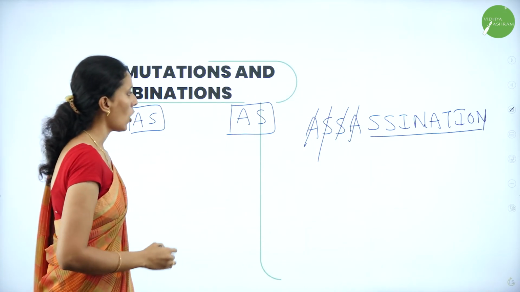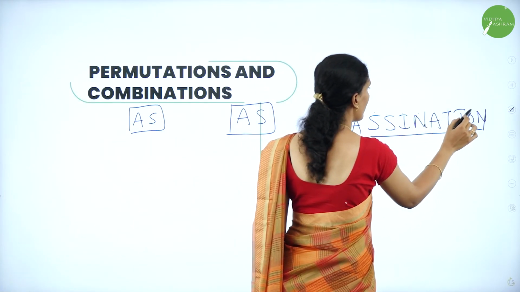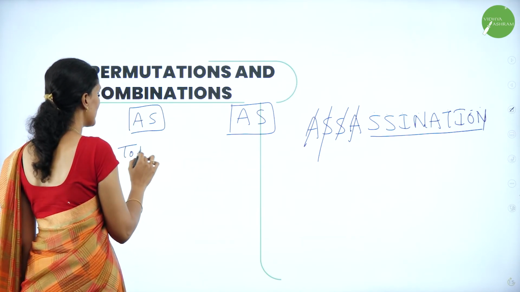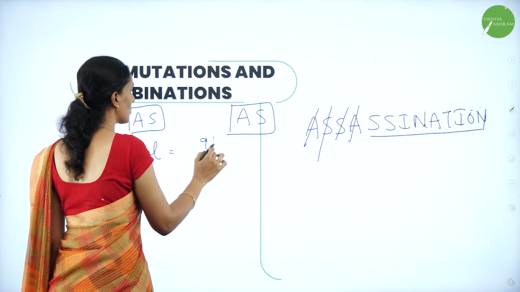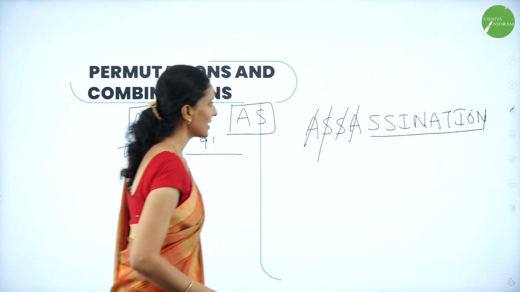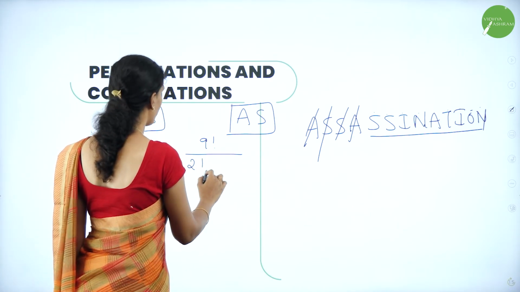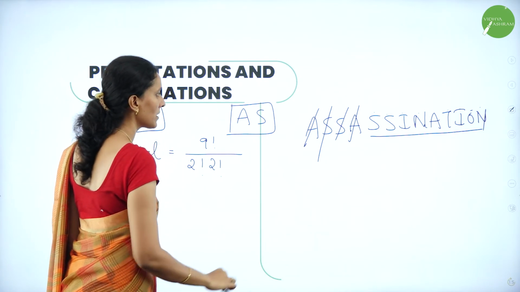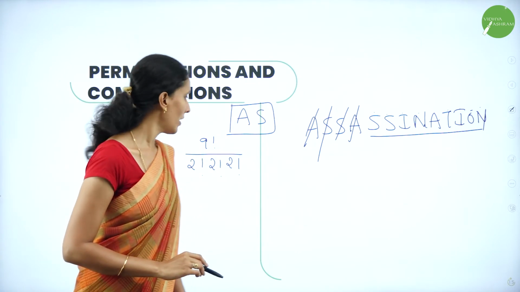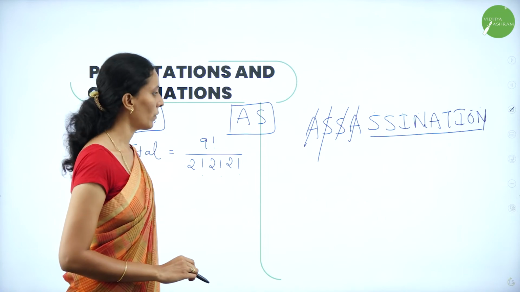Okay, so there, how many letters do we have? We have 1, 2, 3, 4, 5, 6, 7, 8, 9 letters. So therefore, my total number of ways here will be 9 factorial. I cannot take the fixed ones into count. So how many times is S repeated there? 2 times. How many times is I repeated? 2 times. How many times is N repeated? 2 times. A, T and O are single. Okay, so this is my answer for the word beginning with AS and ending with AS.